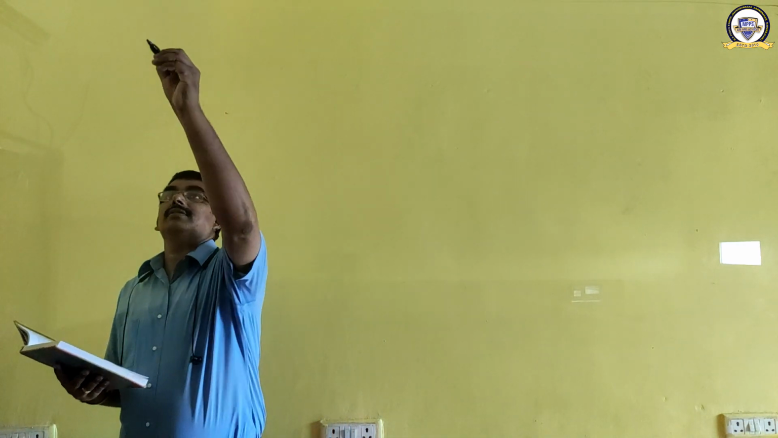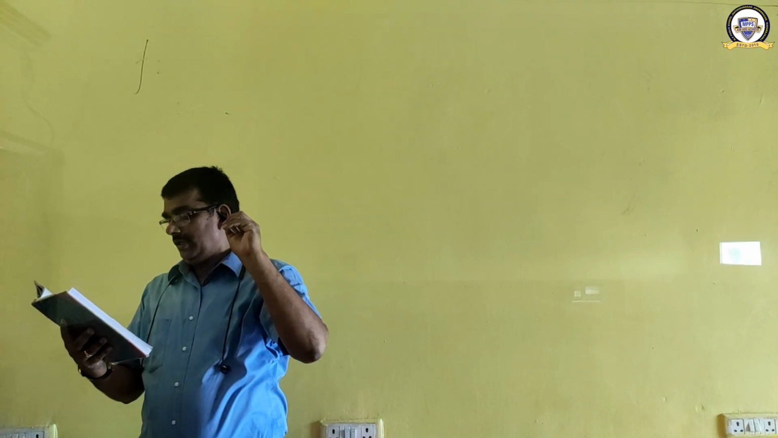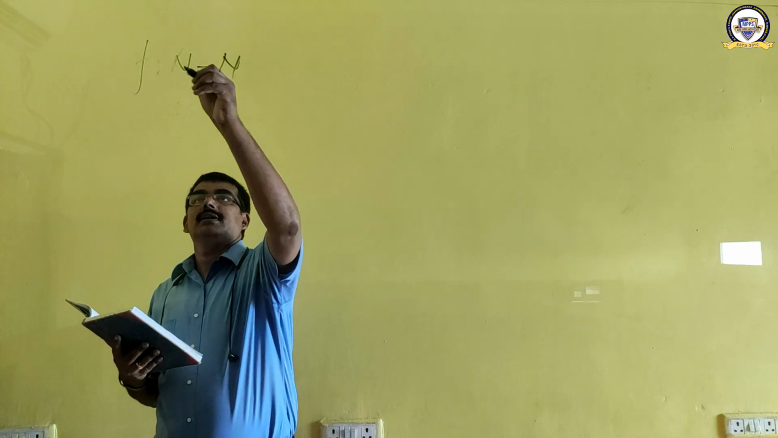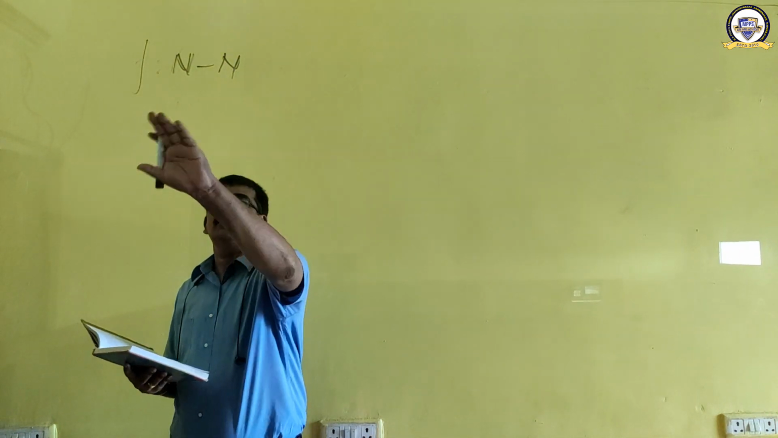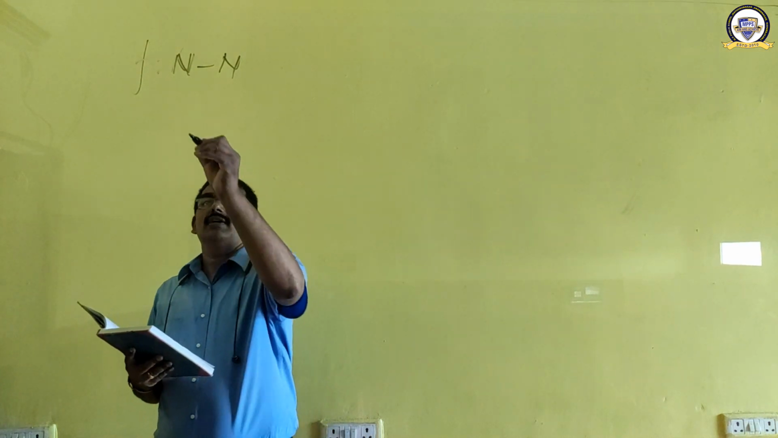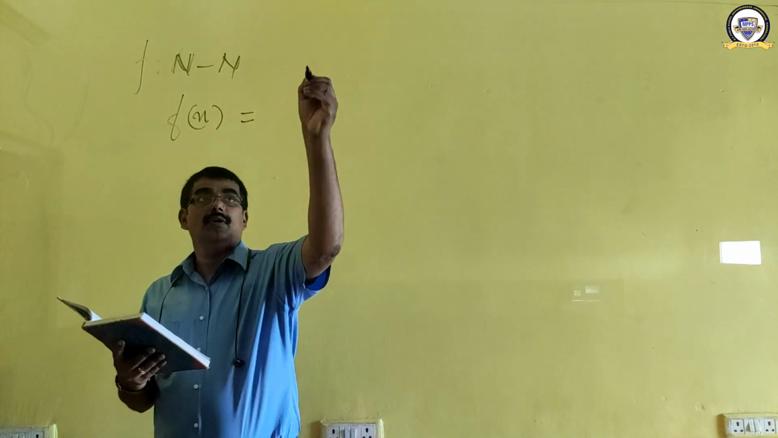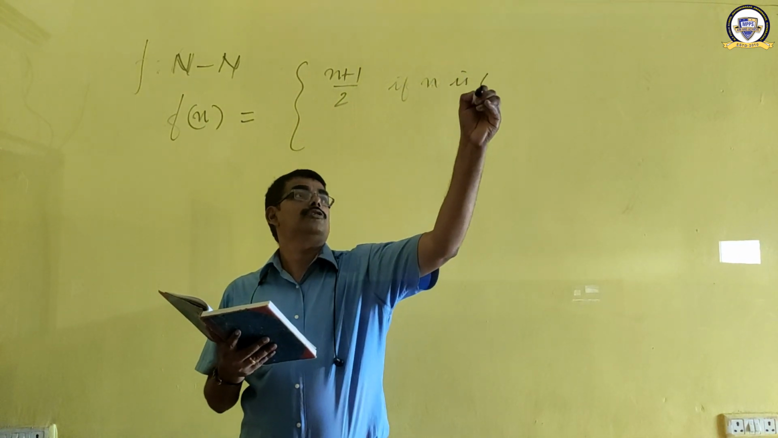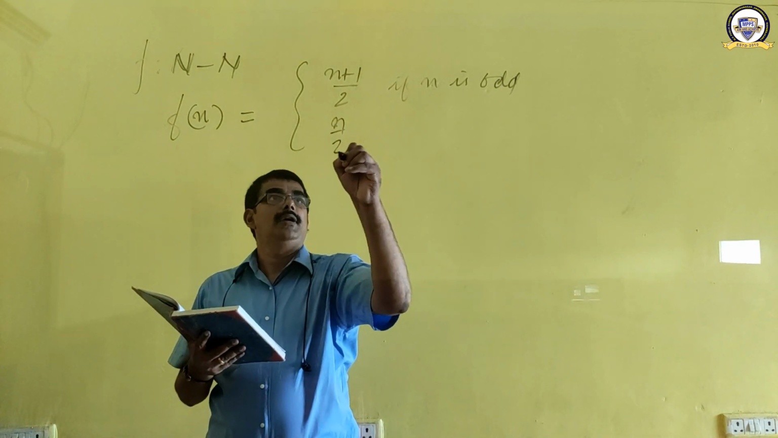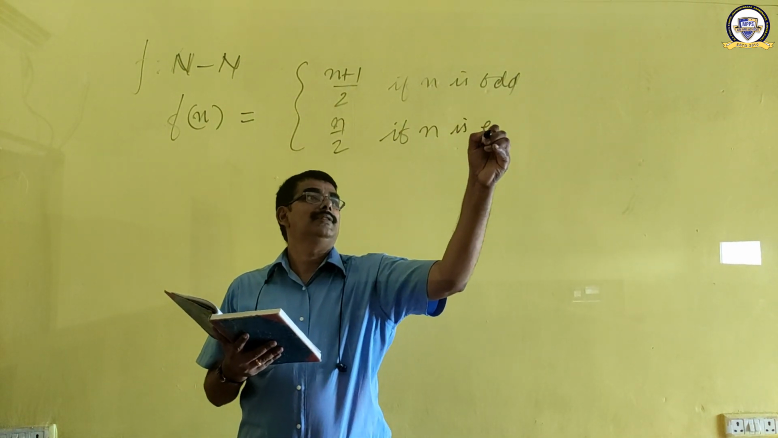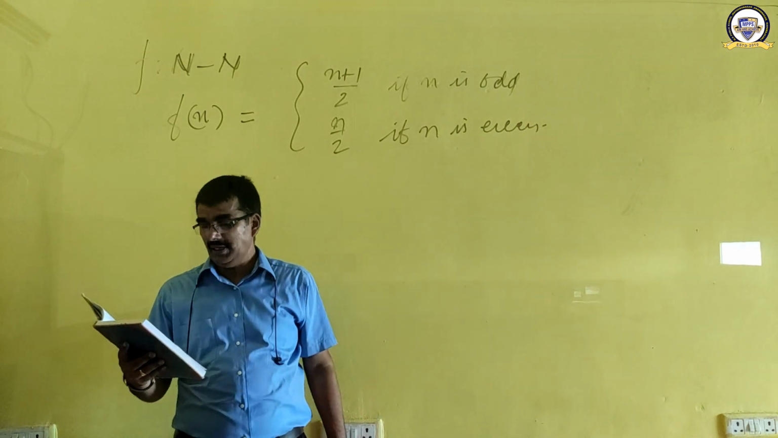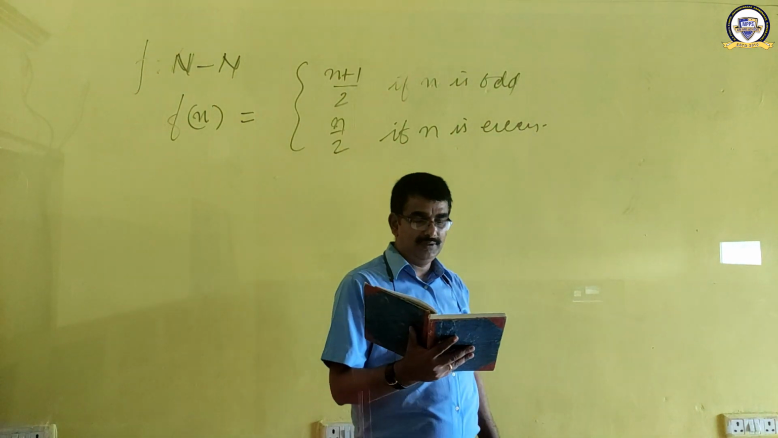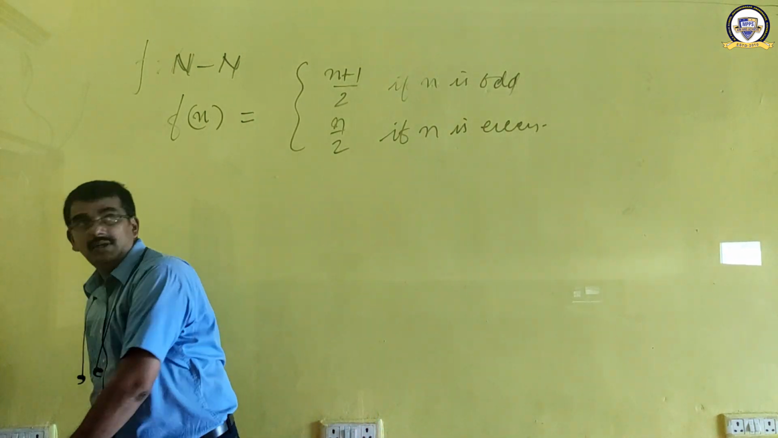So students, the next question we can do is this one. There is a function f, a function from natural numbers to natural numbers, defined as f(n) = (n+1)/2 if n is odd, and n/2 if n is even. You have to prove whether the function is bijective or not.